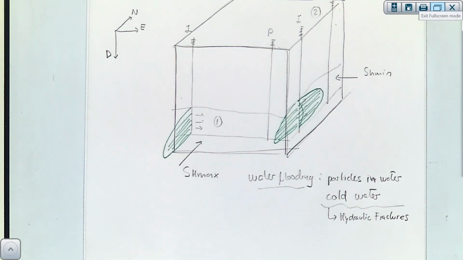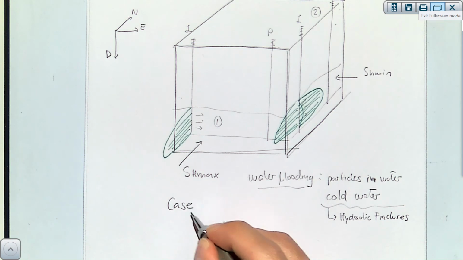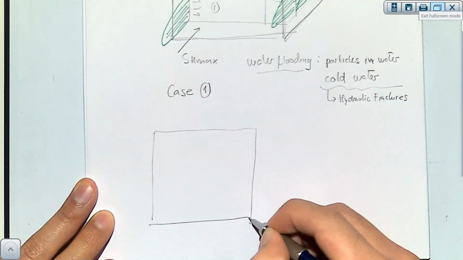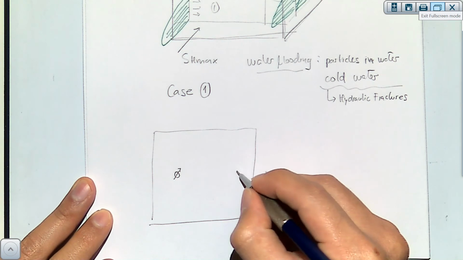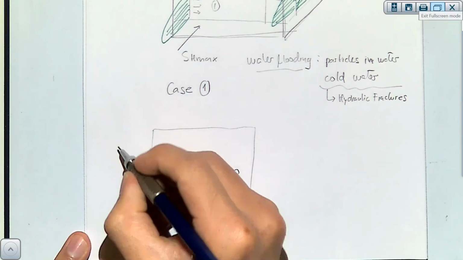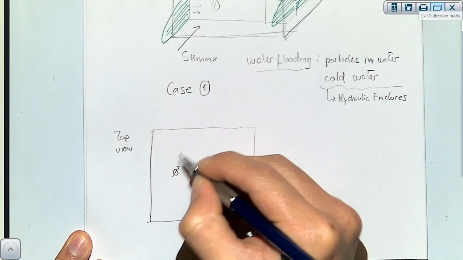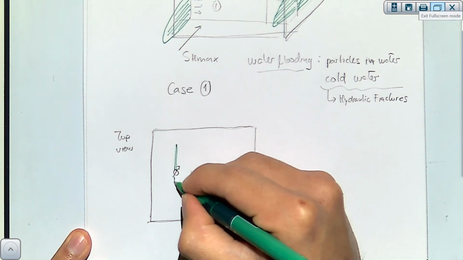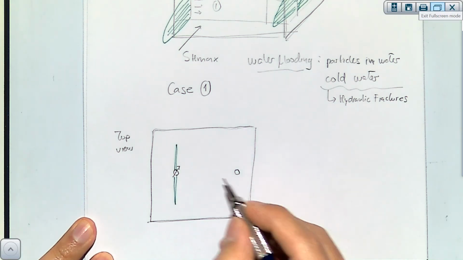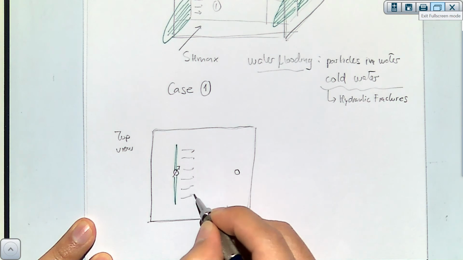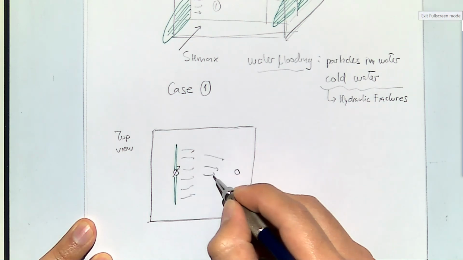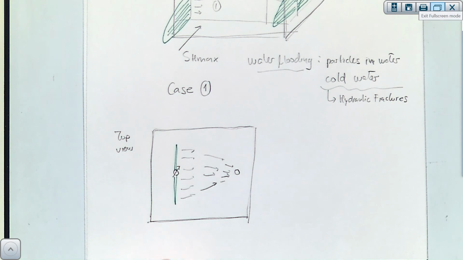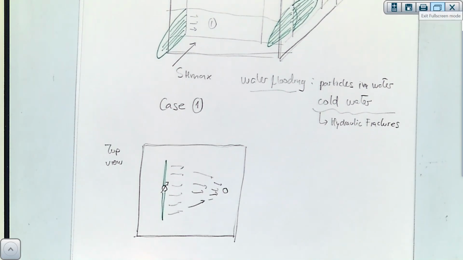So in case number 1, just to make it a little bit clearer, if you look from the top, if this is your injector and this is your producer, then what we're going to have is a fracture that opens like this, and when you have a displacement front, it will go into the producer like that, actually displacing some oil, opposite to the other case in which it's going to break through very quickly.